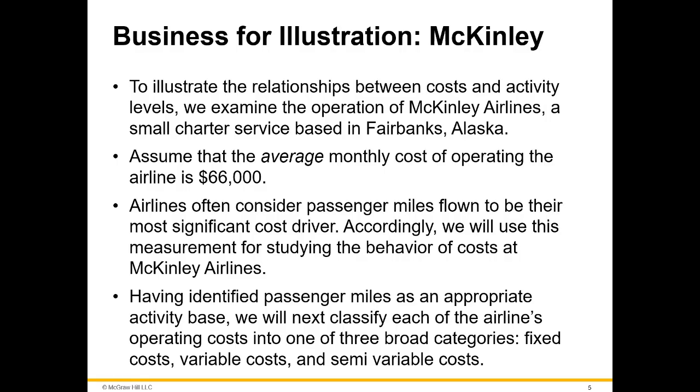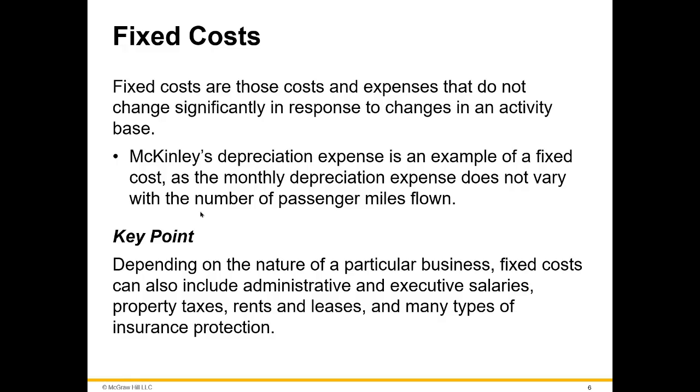Since we've identified passenger miles as an appropriate activity base, now we need to classify each of the airline's operating costs into three broad categories. So we'll start with fixed and then variable and then semi-variable costs. Fixed costs are those costs and expenses that do not change significantly in response to changes in activity base. So the example might be depreciation expense. The monthly depreciation expense does not vary with the number of passenger miles flown.